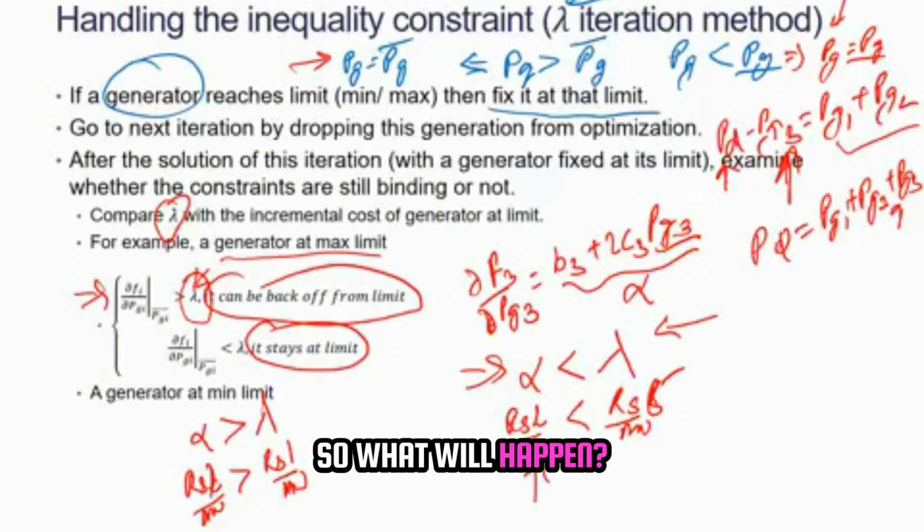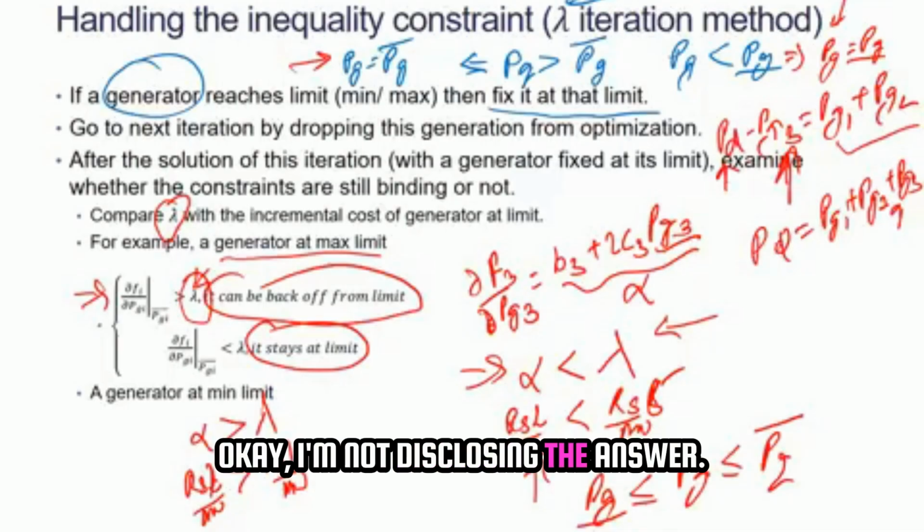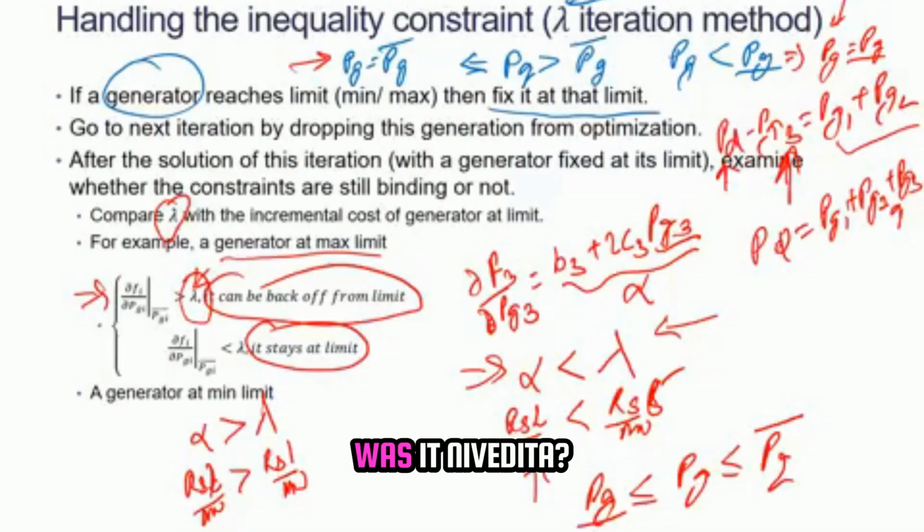So what will happen? PG min, PG max, right? Now, okay, I'm not disclosing the answer. Think from this point. Now, alpha is greater than lambda. Was it Nivedita, right? You answered it. No, sir. Or Adyasha? No.